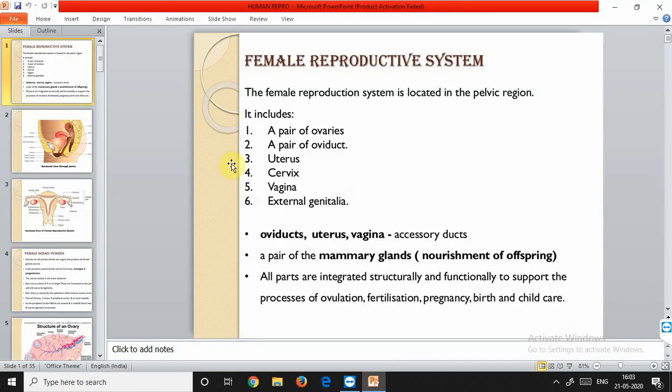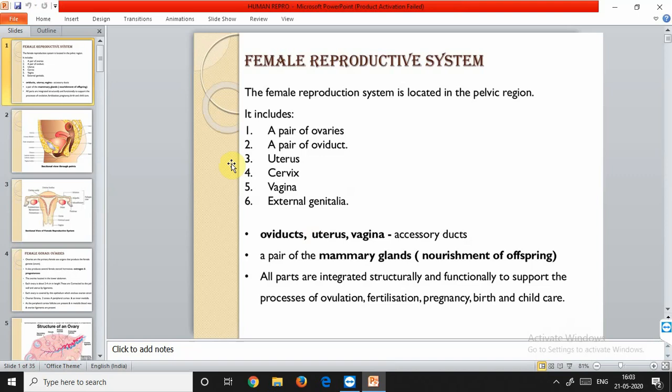Good morning, class. So today we'll start with the female reproductive system. We have done it a little briefly in the previous class, but let's discuss it and then we'll go to fertilization, which is the main event in human reproduction. So now, what are the female reproductive organs composed of?